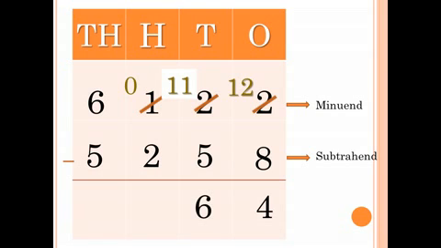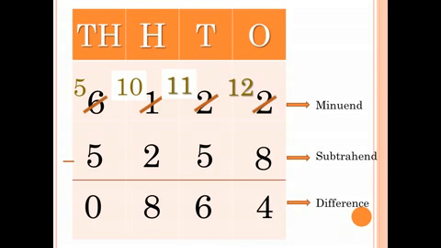In the hundreds place we have a 0. From 0 we cannot minus 2, so we borrow from the thousands place, it becomes 10. 10 minus 2 we get 8, and 5 minus 5 is 0. So the answer that we get is 864, our difference.